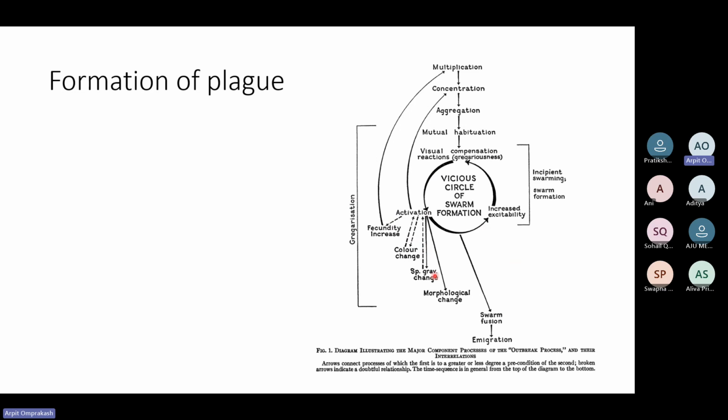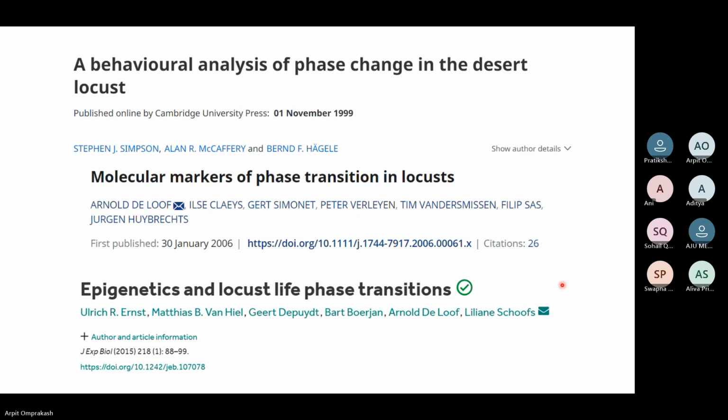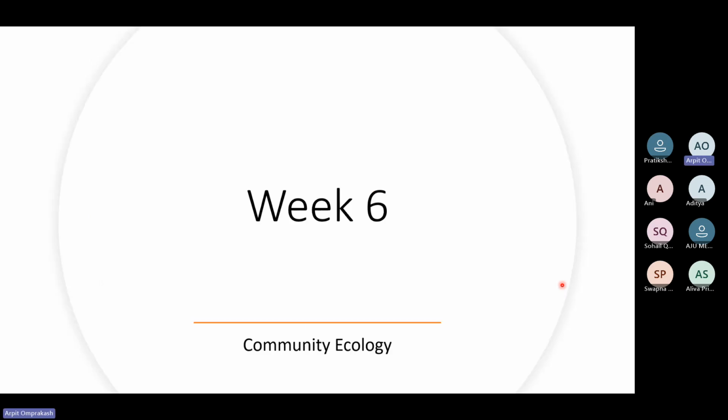Once the swarm is out of space, it moves and emigrates. If there are multiple swarms, they can fuse together, and all those things lead to the formation of a locust plague. People are still researching these things in much more detail, trying to find out what specific things are causing these phase transitions and making these solitary grasshoppers or locusts become gregarious.